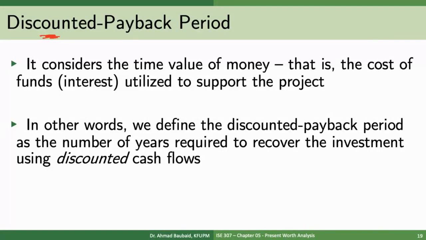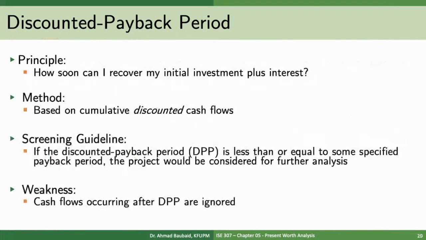It does the same sort of thing, but it uses discounted cash flows. So basically, that's just saying it takes the time value of money into account. The main question that this approach is trying to ask is, again, how soon can I recover my initial investment, but now plus interest? So this is the new part. It's based on cumulative discounted cash flows. And also, you can use it in the same way for screening, exactly the same way. You have your threshold, and you filter projects based on that threshold.